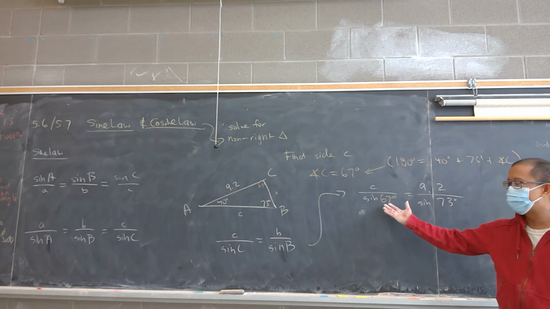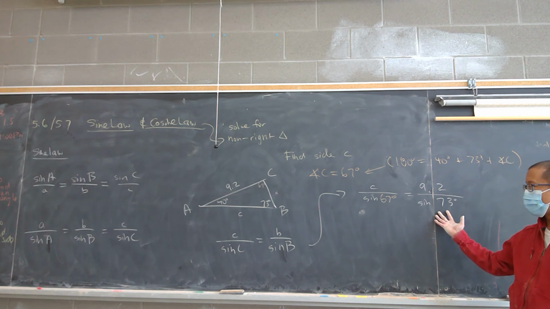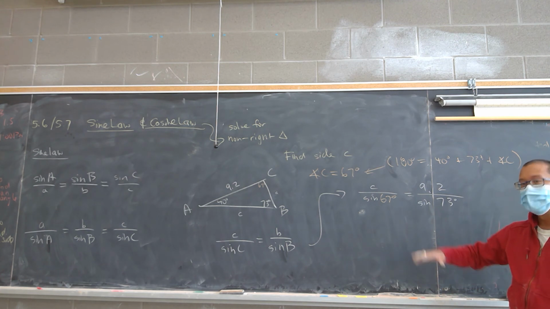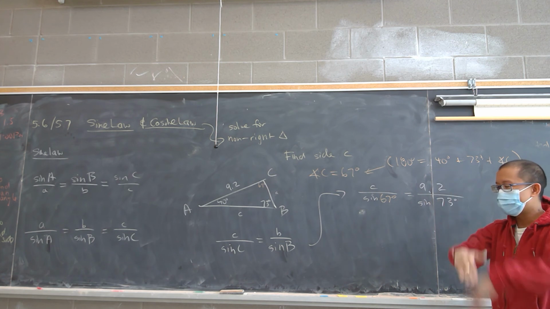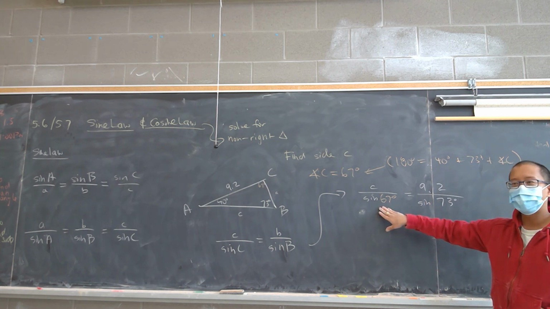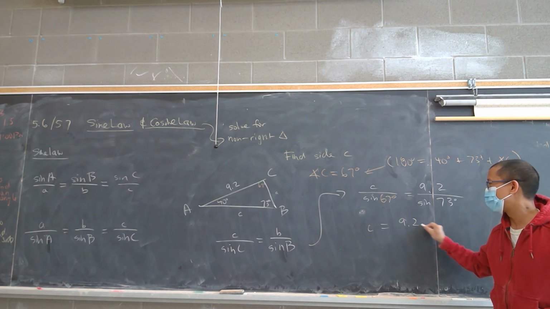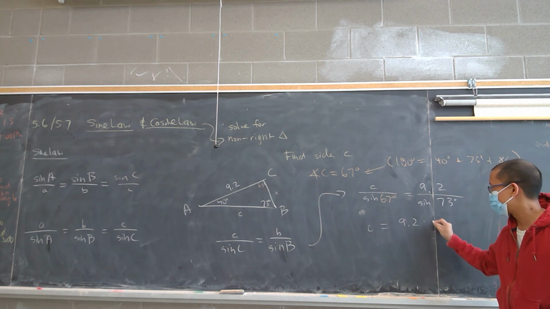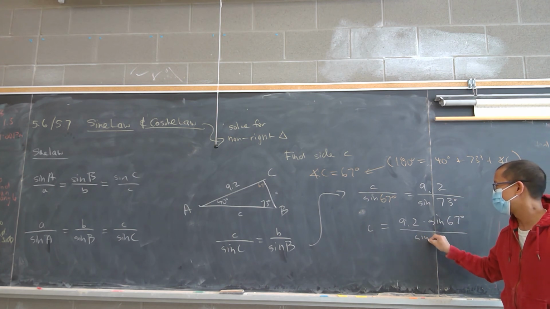Notice most students do not memorize what the sine of 67 degrees is. Notice most of us don't memorize what sine of 73 is. We use our calculator. But we still do manipulations, and a lot of you realize in order to move this sine 67, it doesn't get moved, we multiply both sides by sine of 67. So C equals 9.2 times the sine of 67 degrees, all over the sine of 73 degrees.